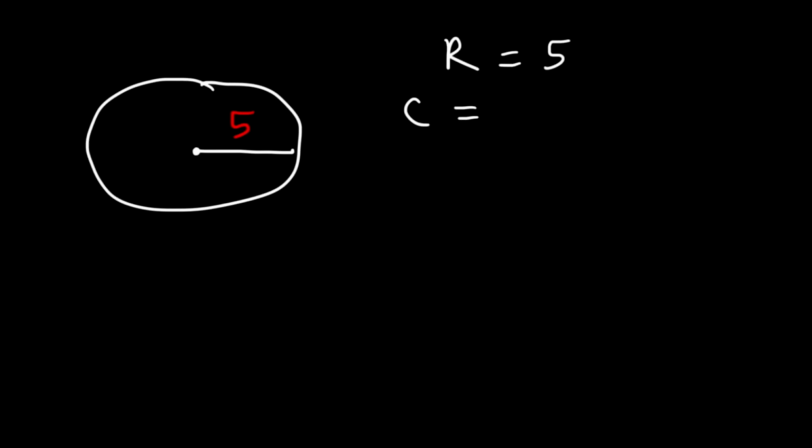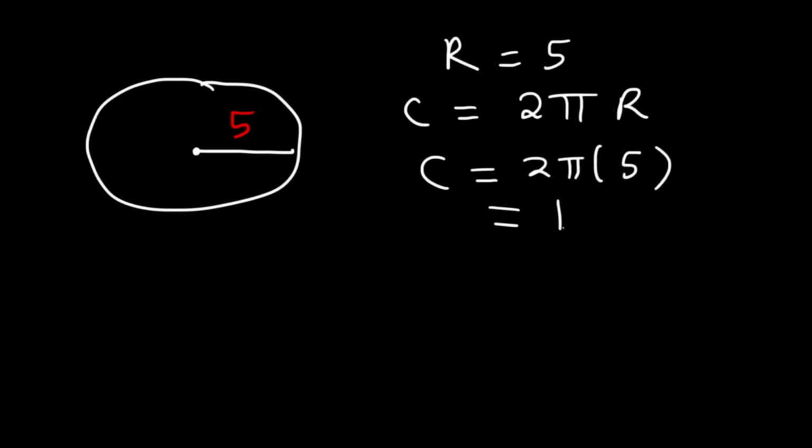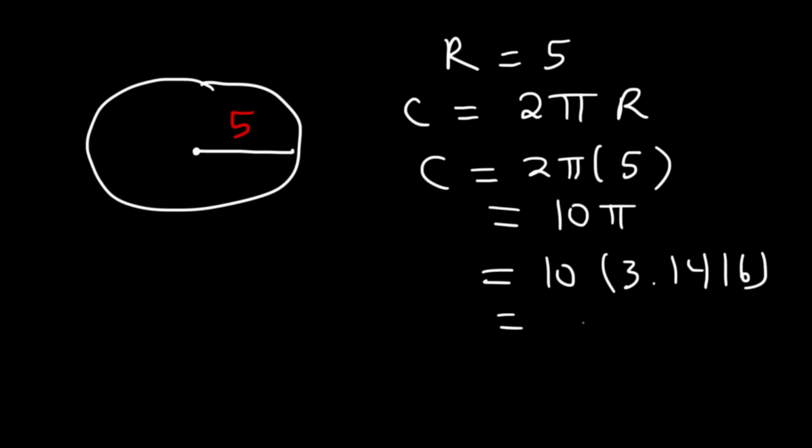The first formula you need to know, the circumference is 2 pi r. So therefore, it's going to be 2 pi times 5, which is 10 pi. So that's the exact answer. Sometimes you may need to put this in your calculator and get a decimal value. So you could use the fact that pi is about 3.1416. So this is going to be 31.416. So that's the circumference.